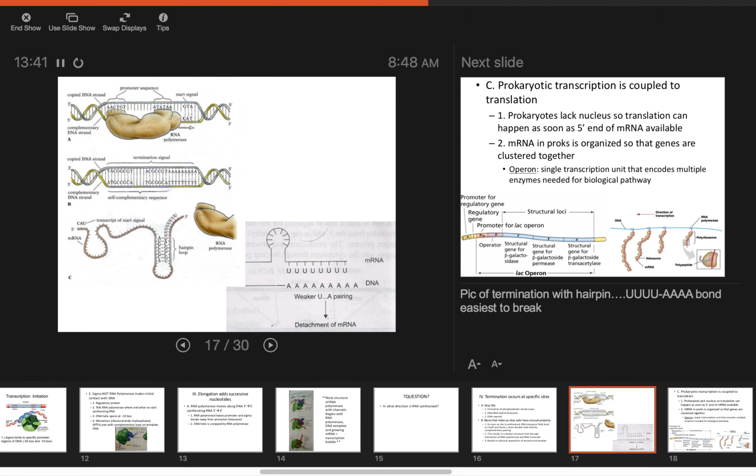So now we reach a termination signal where it starts to form a hairpin loop structure, and RNA polymerase no longer can stay on it and falls off. It's usually made up of a bunch of A and U pairings, if you will, as you can kind of see here. But there's that hairpin structure, and then it falls off.